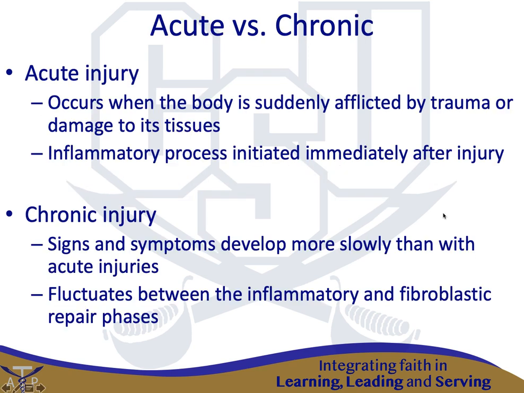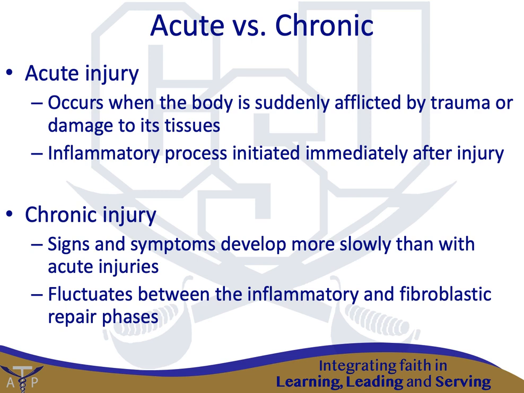Lastly, let's look at what an acute injury is compared to what a chronic injury is. Acute injury occurs when the body is suddenly afflicted by trauma or damage to its tissues. This typically occurs when an athlete can identify the mechanism of injury or how it occurred. When this does occur, the inflammatory process is initiated immediately after the injury.